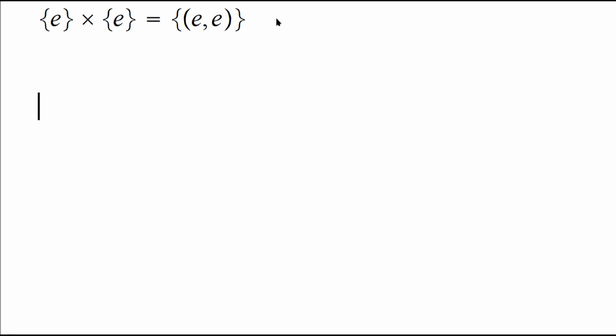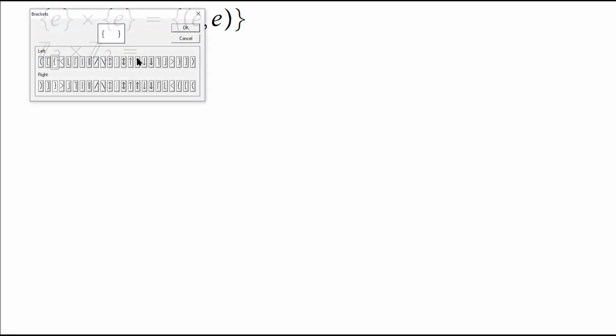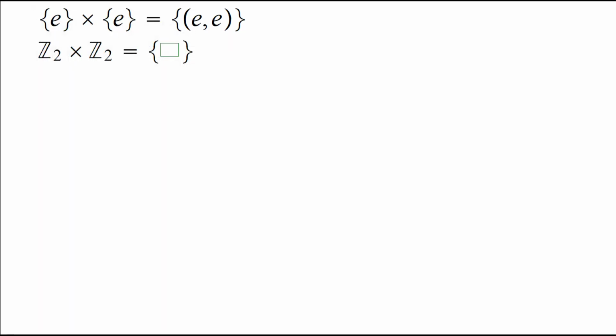Okay. Now let's take a group with, say, two elements. The only group with two elements that we know is Z2, right? And now say we take the direct product of Z2 with Z2. What shall we get? We are looking at addition modulo 2, right?